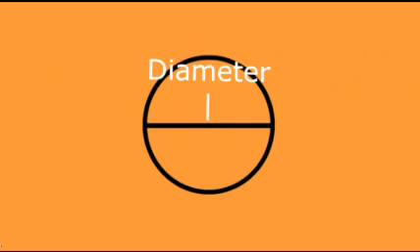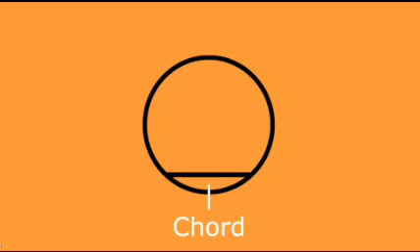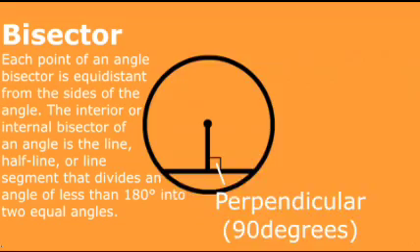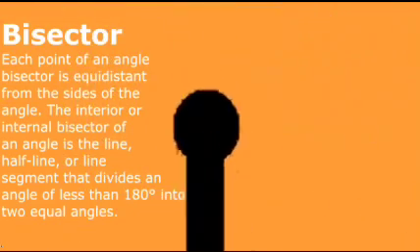Okay, starting off. A chord is a line that lies anywhere below the diameter that goes from one side to the other of the circle. In this image, the perpendicular bisector of the chord passes through the centre of the circle.